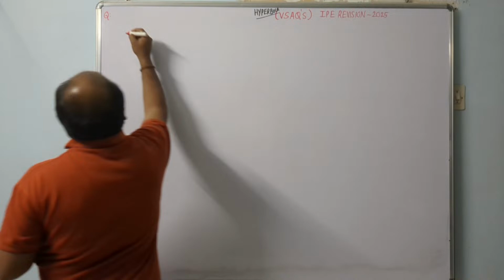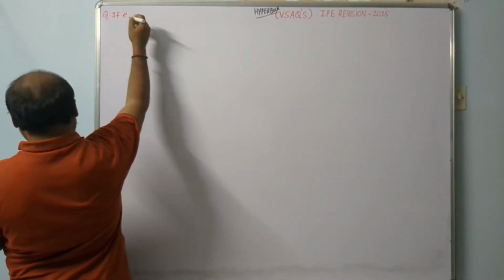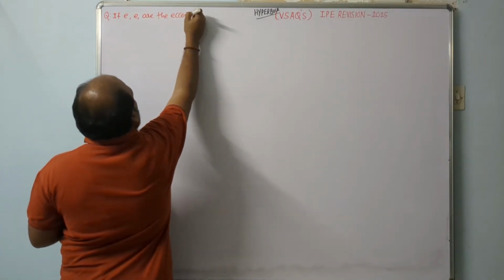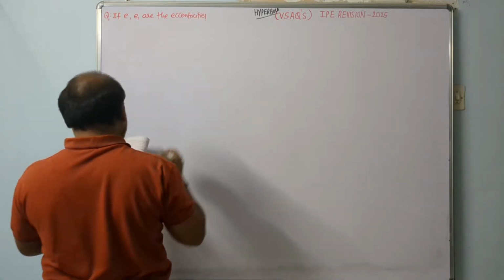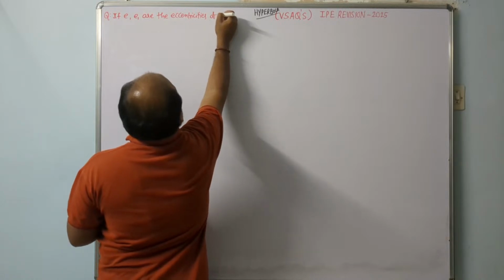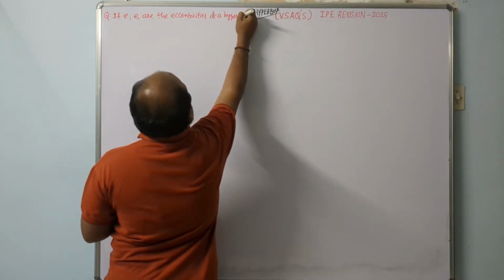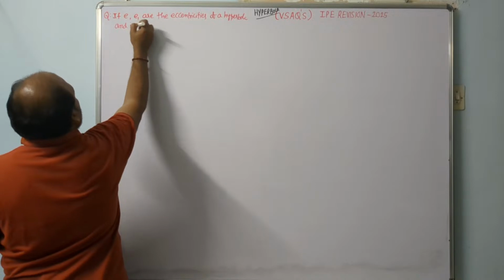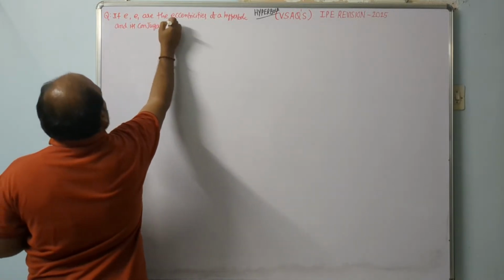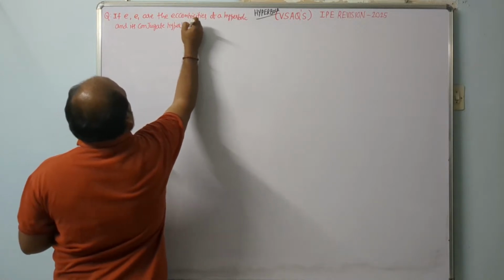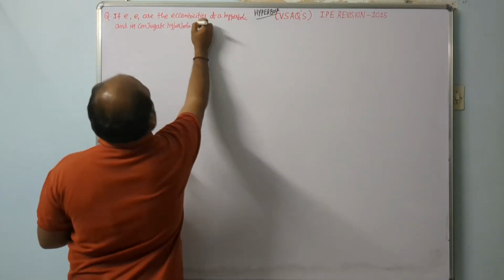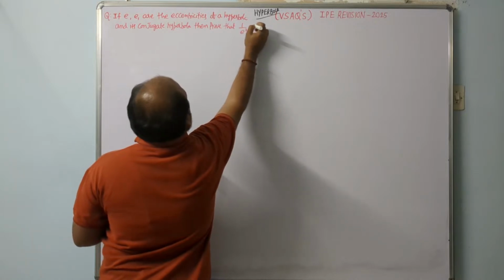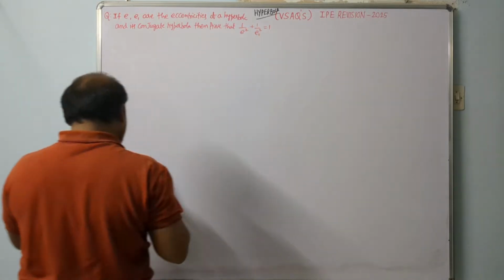The next coming important one. If e, e1 are the eccentricities of a hyperbola and its conjugate hyperbola, then prove that 1 by e square plus 1 by e1 square equal to 1.